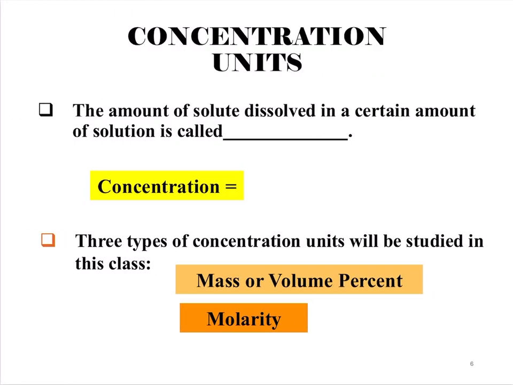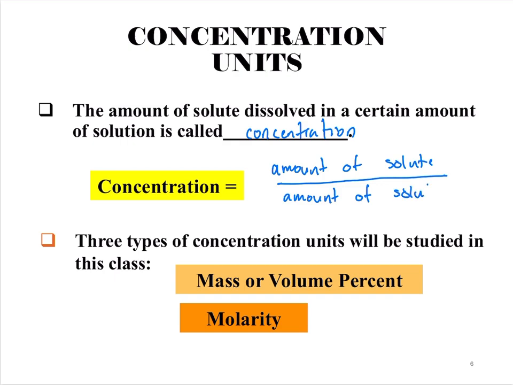Okay. And so the way we classify solutions, or quantify the amount of solute dissolved in a certain amount of solution, is called the concentration. You guys are probably familiar with this word when you think about juice from concentrate, right? That means you're going to have a very concentrated solution that you then dilute. So concentration is just the term to describe how much solute is in the solution. So this is the amount of solute over the amount of solution.